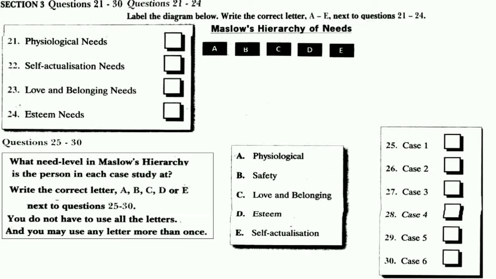Now listen and answer questions 25 to 30. OK, now that you are both familiar with Maslow's hierarchy of needs, let's look at a few cases in point. Case 1.